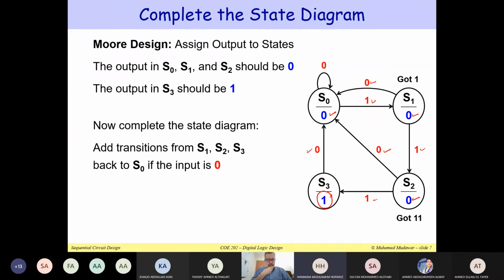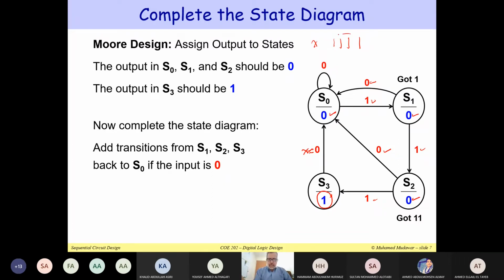The 1 after S3. Okay, if you are in S3 and the input X equals 0, this will take you back to S0. But if you are in S3 and the input X is equal to 1, where do you go? If you have 1, followed by 1, followed by 1, that is my X input, followed by a fourth one, where do you go?